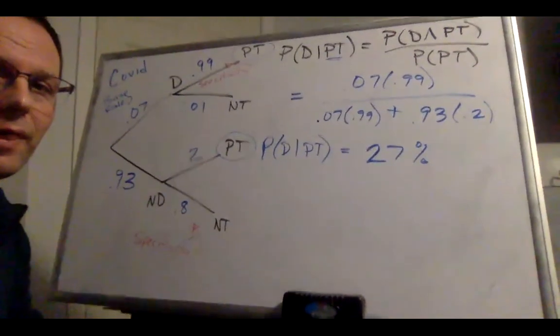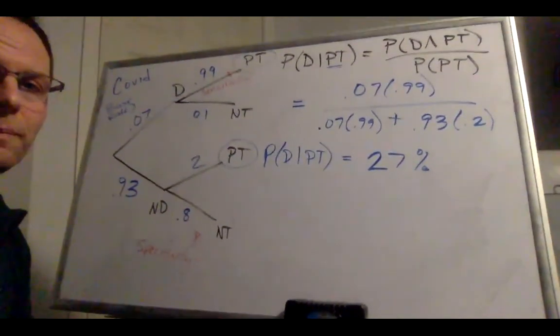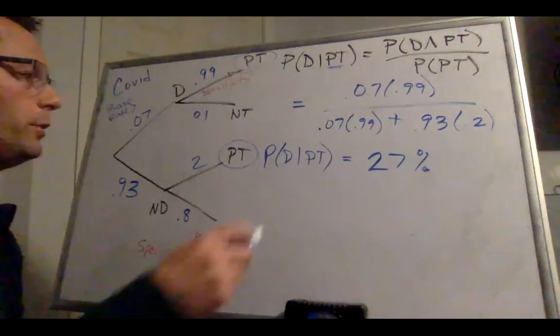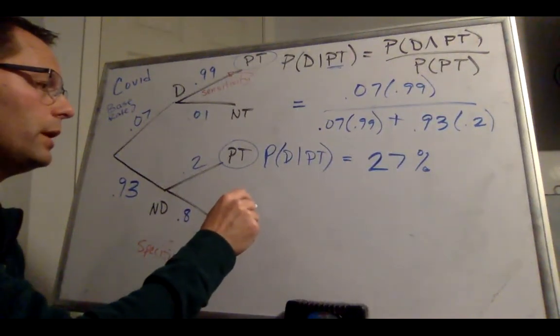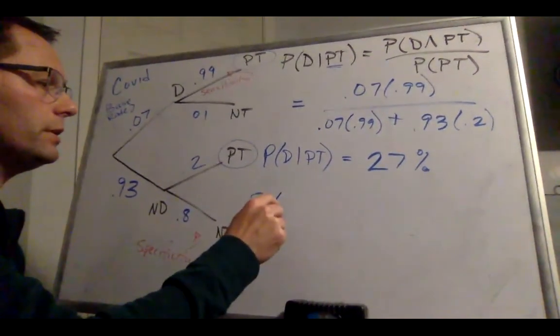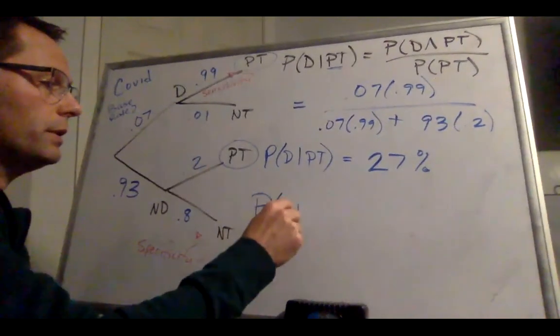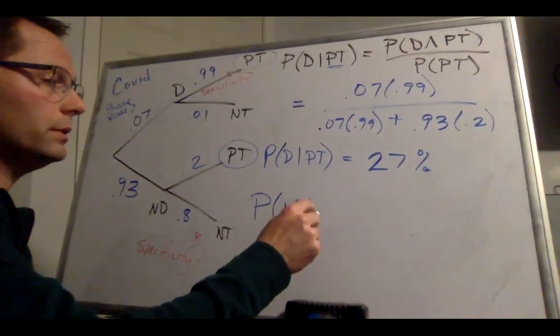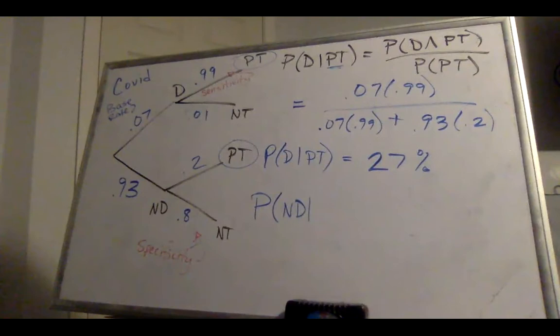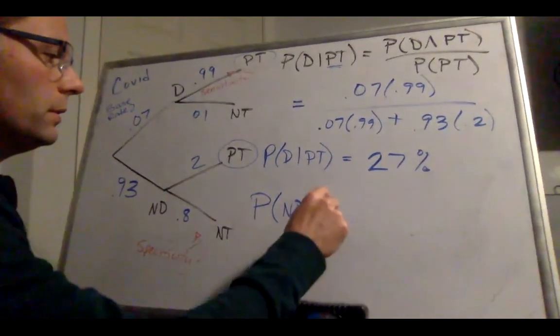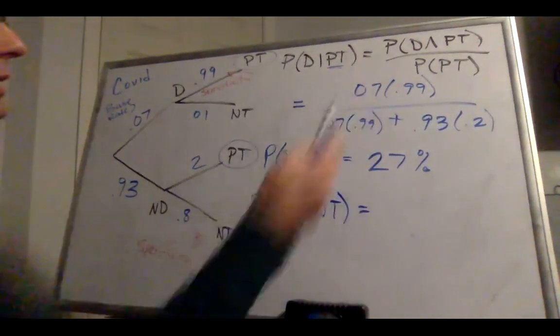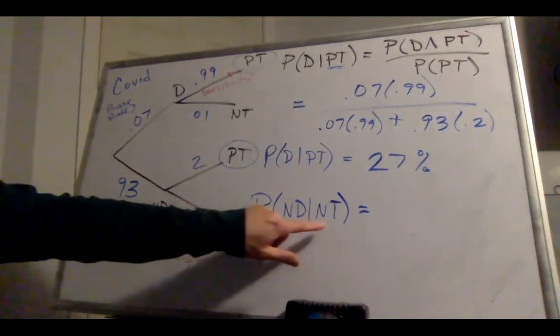So that should be pretty surprising. And if you run the other thing that people would care about, the probability of not having the disease, given that your test is negative, right? So negative test. It'd be the same kind of calculation. It would be no disease and negative test.